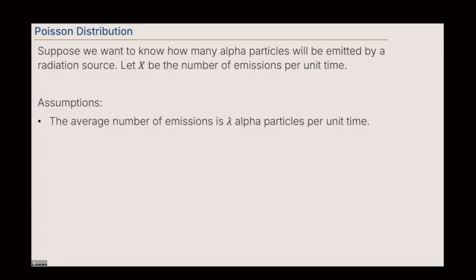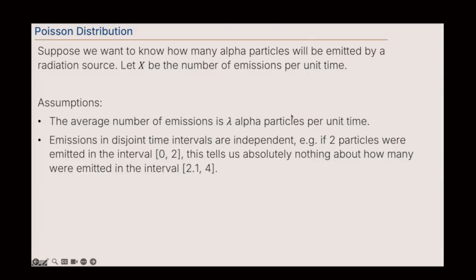Okay, so helium-6 exists, and it's pretty unstable. We don't know how unstable. Not important. So, alpha particles, though, that's what we got. We got helium nuclei coming out, 2 protons, 2 neutrons. We're also assuming that the emissions in disjoint time intervals are independent.